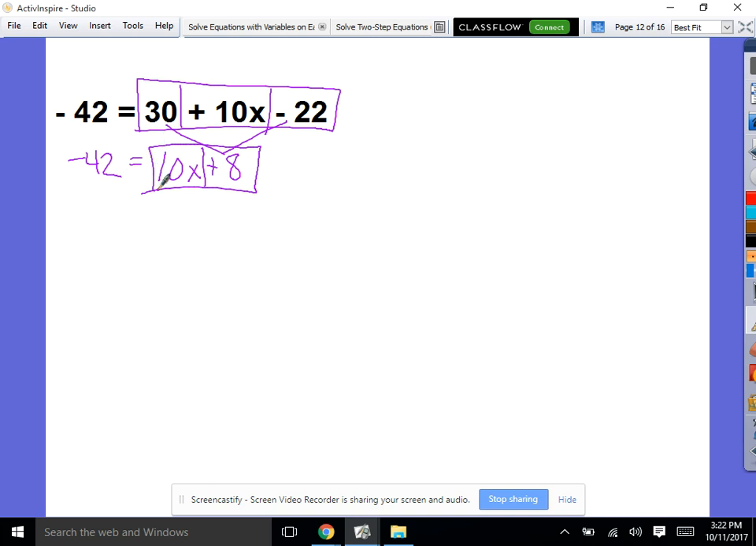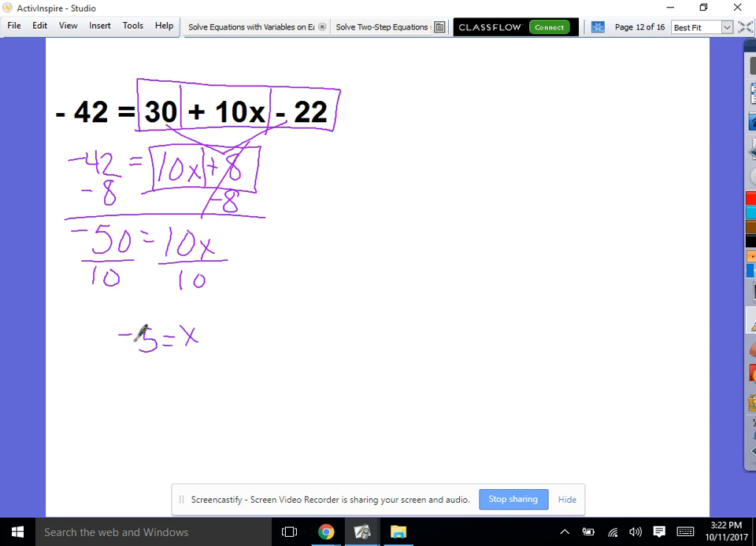Box in my terms again. Get rid of the constant on the same side as the variable, so subtract 8. Negative 50 equals 10x. Divide by the coefficient. X equals negative 5. So 30 minus 50 is negative 20. Minus 22 is negative 42. So it is checked.